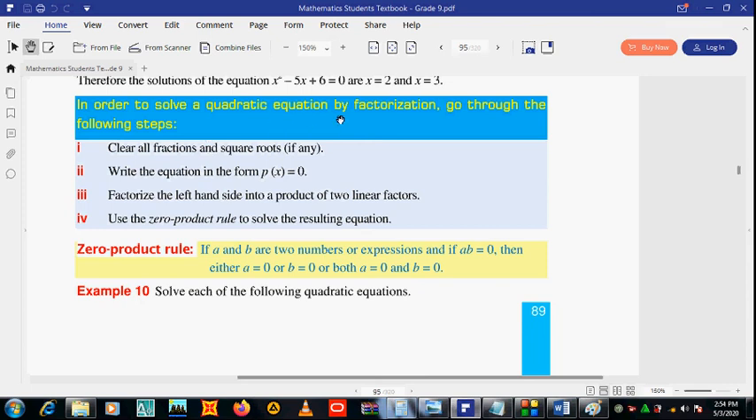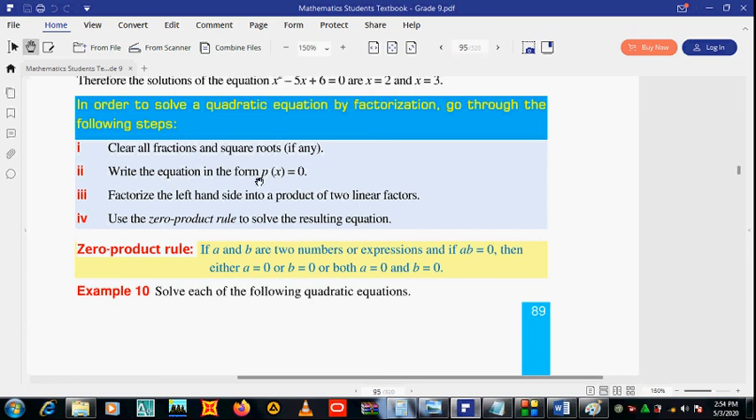In order to solve a quadratic equation by factorizing, go through the following steps. Step 1 is clear all fractions and square roots. What does fraction mean? What does square root mean? In an expression, if there is a fraction or square root, then the first step is that we must clear this fraction or square root.